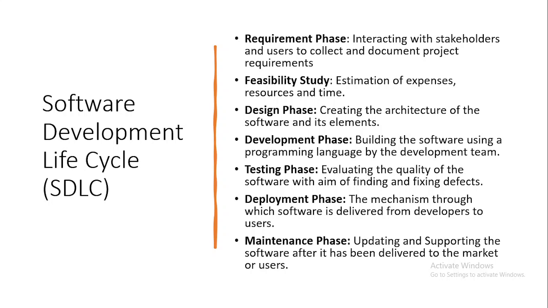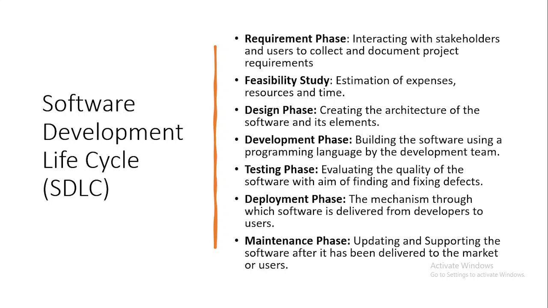The first phase is the requirement phase. In this phase, the software development team, the developer team, interacts with the stakeholders and the users to collect their requirements and to document them so they can make the software based on that. This is called the requirement phase, where all the requirements are documented and provided to the developers.